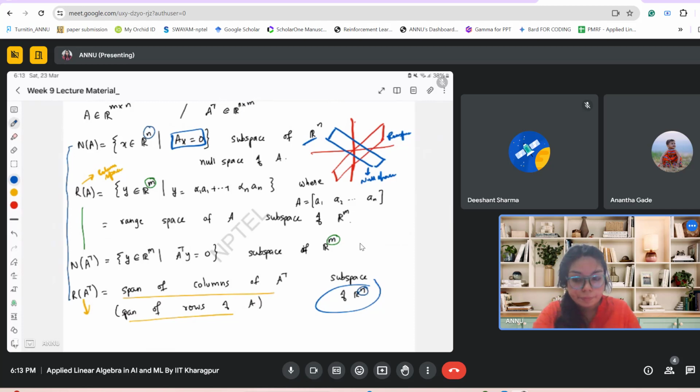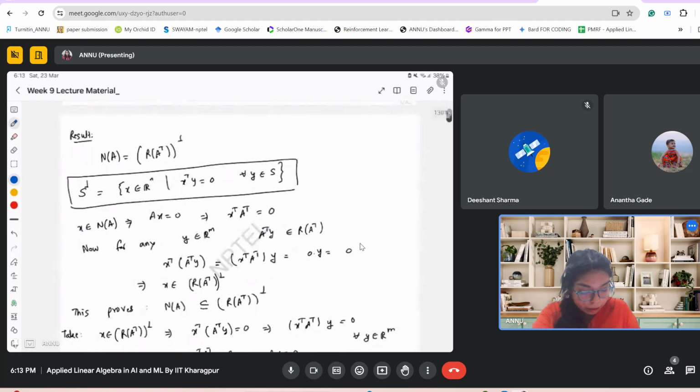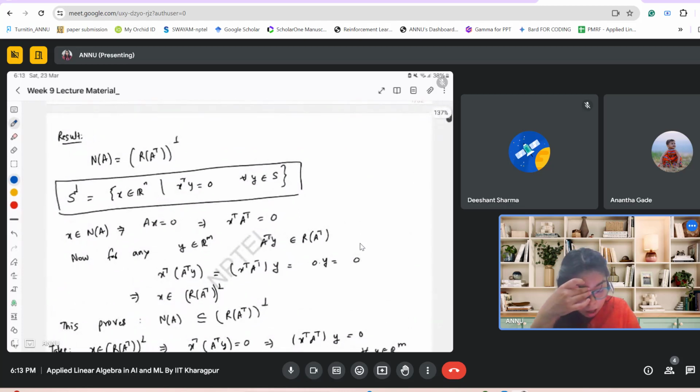Moving ahead, sir taught how we can derive that the null space of A is perpendicular to the row space of A transpose. The derivation comes from the fact that if any two vectors are perpendicular, their inner product will be 0.